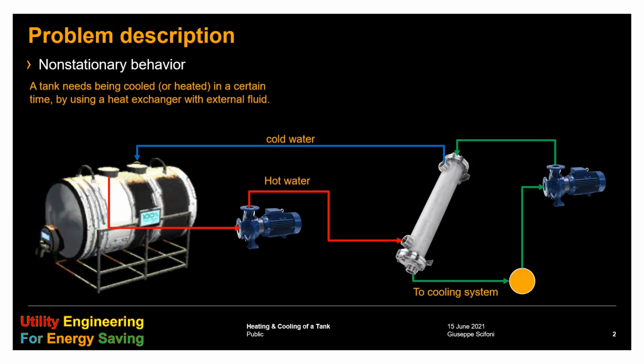The problem is non-stationary. It does mean the status of the system is continuously changing with the time. Let's start with the cooling case, then it's also valid for the heating case. We have one closed loop around the tank and we want to cool down. The loop consists of one pump, the heat exchanger, and since the loop is closed, the pipe is leaving and returning to the same tank. We call this one the process loop.